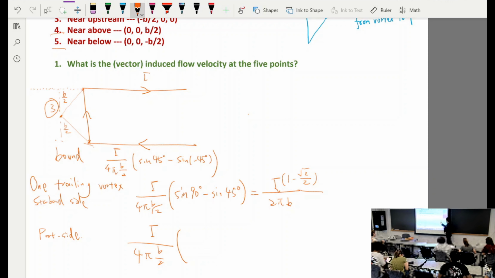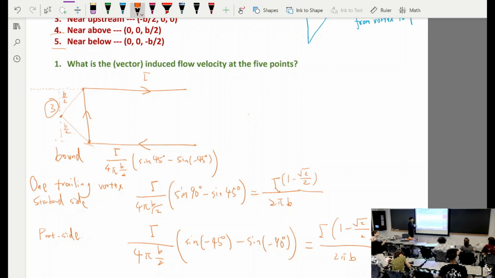That extends to infinity. So in that example, we have sine of minus 45 degrees minus sine of minus 90 degrees. And so the result is going to be exactly the same. It's minus square root of 2 over 2 minus 1, which again is 1 minus this. So these two velocities are the same, and they both point in which direction? Into the board or out of the board? They all point into the board.